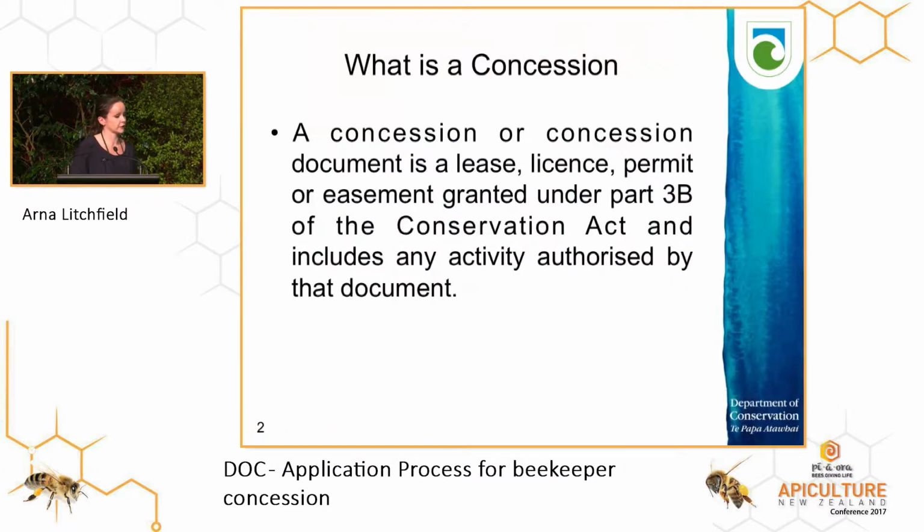So, first things first, what is a concession? A concession or a concession document is a lease, licence, permit or easement granted under Part 3B of the Conservation Act and includes any activity authorised by this document. This definition is taken from Section 2 of the Conservation Act, and it is essentially the legal instrument that allows you to undertake that specified activity on that specified piece of public conservation land. Generally speaking, for beehives, you will be granted a licence, which gives you a non-proprietary interest in that piece of land specified in your concession document.